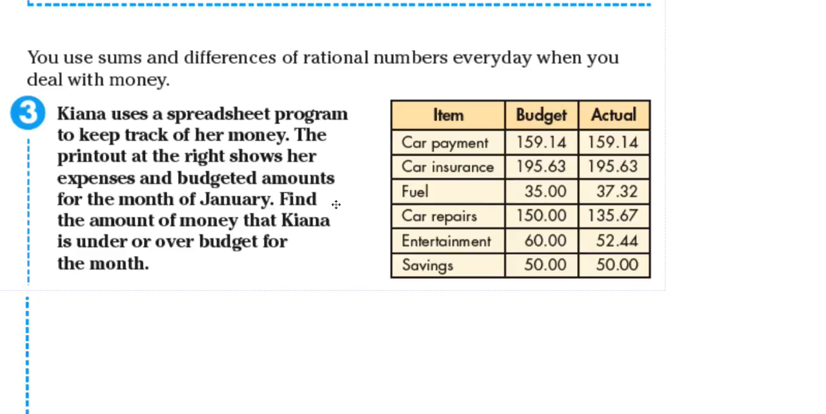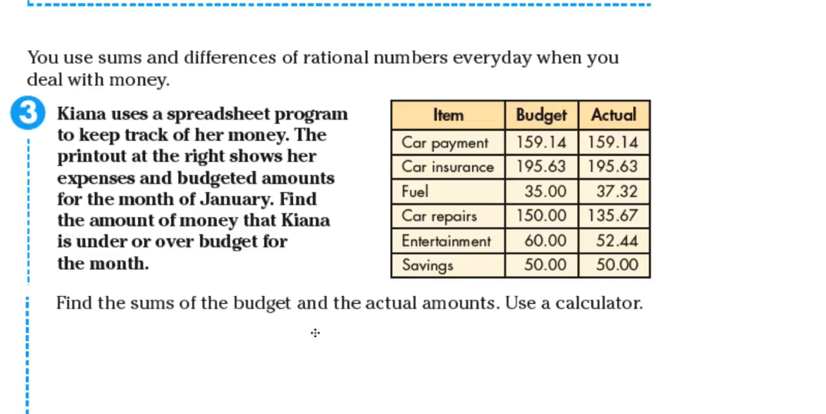Let's take a look at the last example. You use sums and differences of rational numbers every day when you deal with money. Kiana uses a spreadsheet program to keep track of her money. The printout at the right shows her expenses and budgeted amounts for the month of January. Find the amount of money that Kiana is under or over budget for the month. To answer this question, we need to find the sums of the budget and the actual amounts. Let's use a calculator for this problem to be solved faster.